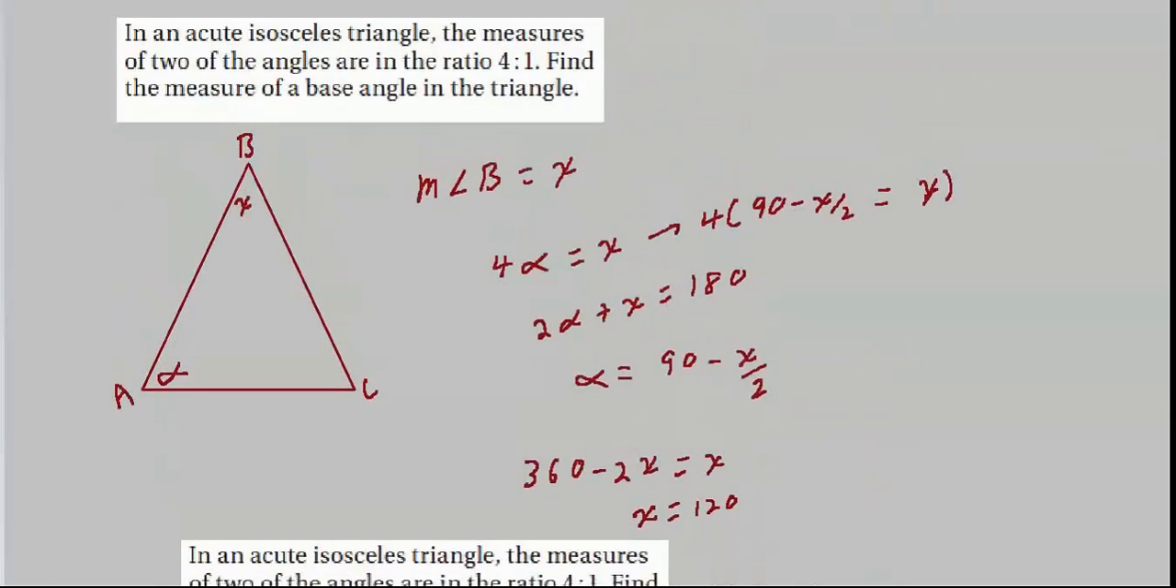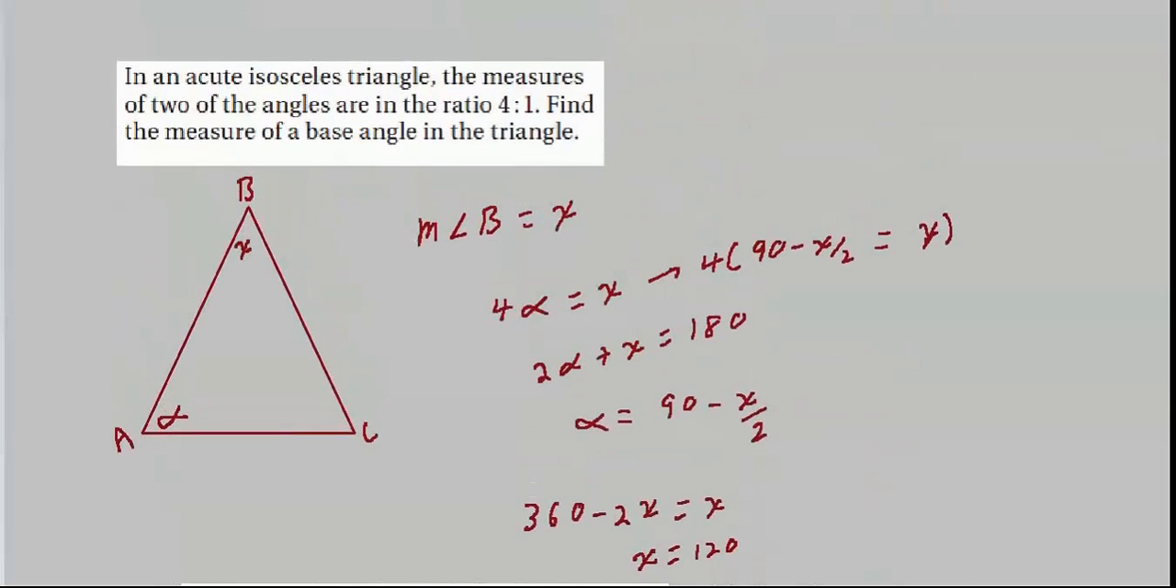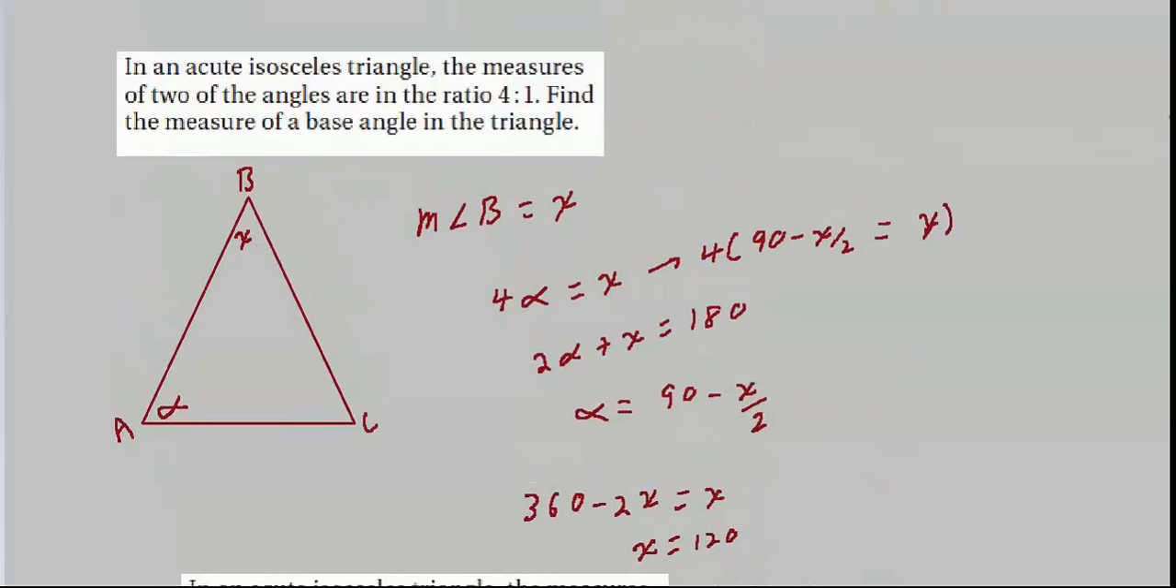Here's a 50-50 chance of guessing right. Well, I blew it. I hope you do better on your test. This is the wrong guess. 4 alpha equals x, that won't work. It's the other one. 4x equals alpha. That will work.